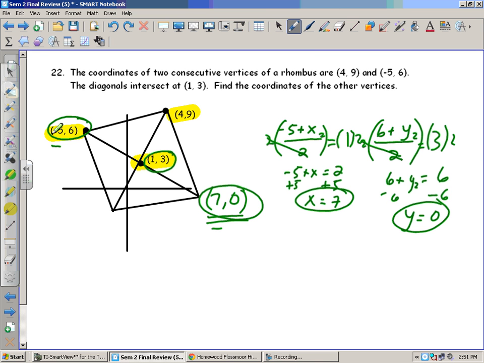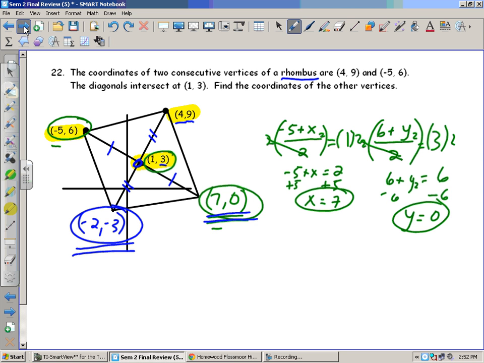Well, to look at the other one, from 4 to 1, I go down 3 more, so that's -2. From 9 to 3, I go down 6, so go down 6 more. My other point is at (-2, -3). So the other vertices are (-2, -3) and (7, 0). And it's because (1, 3) is the midpoint, because diagonals in a rhombus bisect one another. And this actually would have been true had it been not just a rhombus, but a parallelogram, any kind of parallelogram.